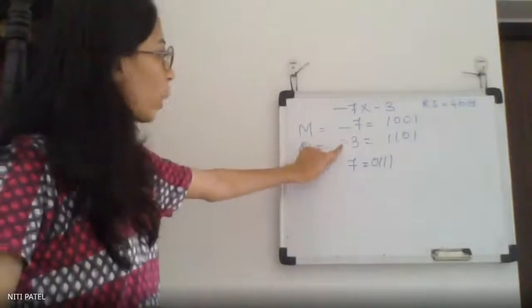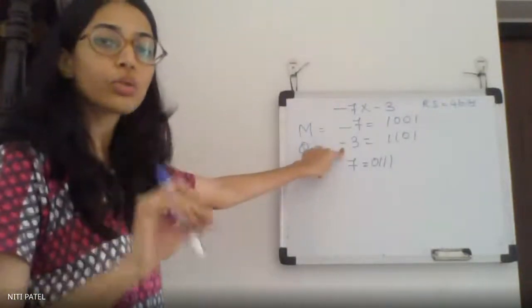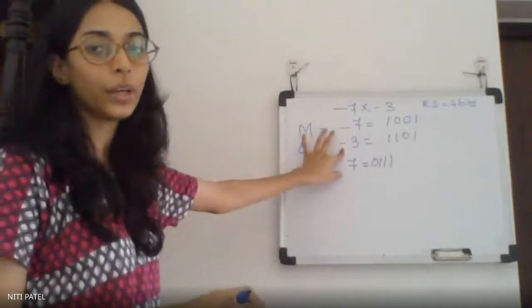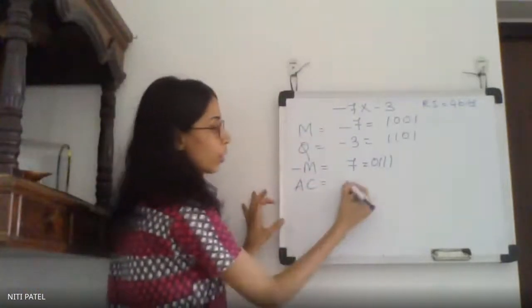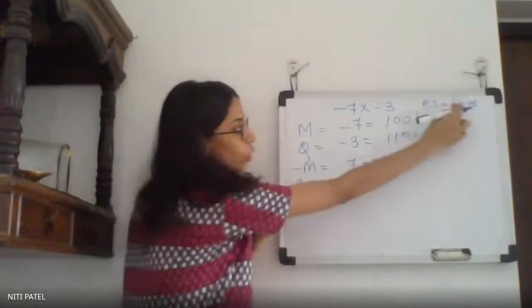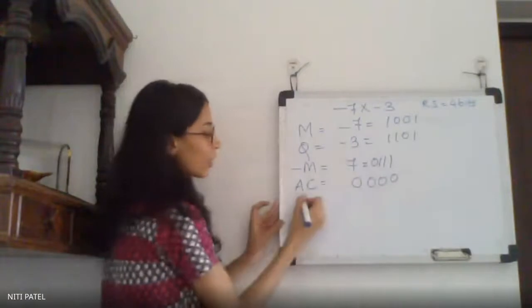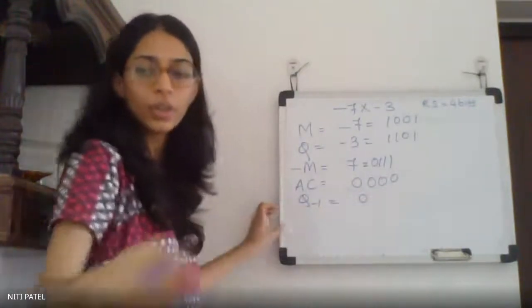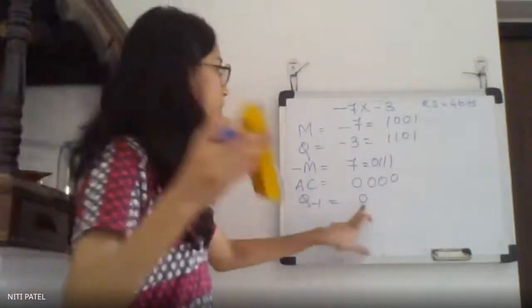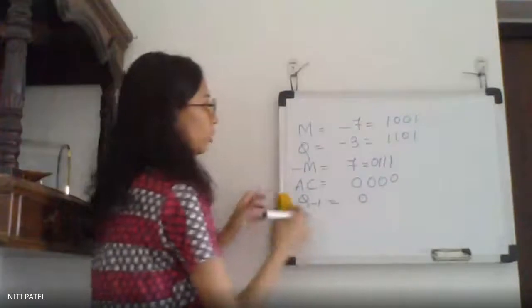So whenever in the question you have a number negative, see to it that you take 2's complement of that number. Okay. So now what will be the contents of AC? Contents of AC is 0, but how many 0? Representation in 4 bits. So 4 zeros. What is the value of q minus 1? It should always be 0. So now let us start solving in your book.